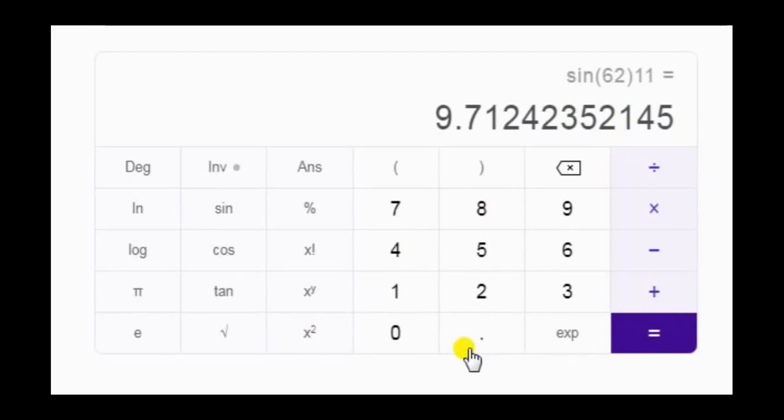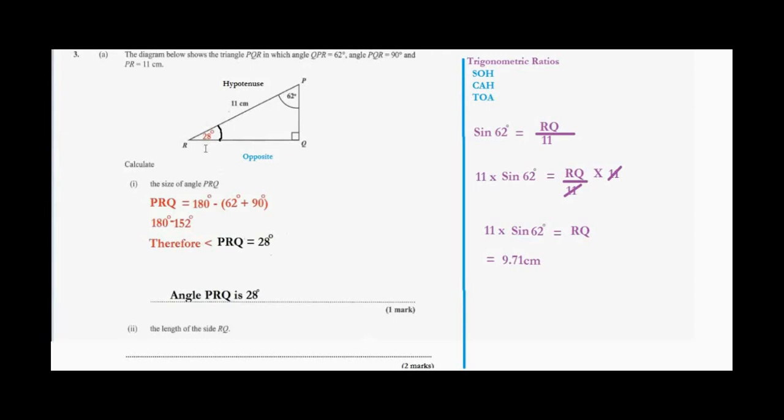So when I put all this information in the calculator, I get 9.71 centimeters. Remember, the unit is very important. So we have 9.71 centimeters. However, this is to two decimal places, right? So I can tell you that RQ equal 9.71 centimeters, right? So this is how we find the length RQ. Yes, very easy.